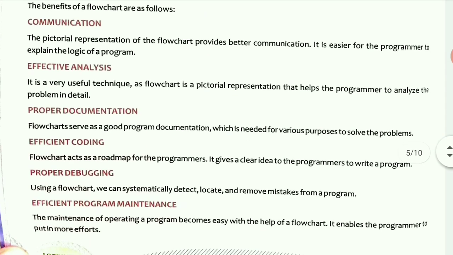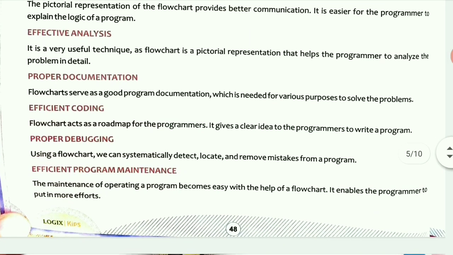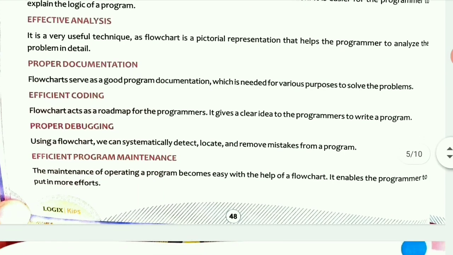The first one is communication. The pictorial representation of the flowchart provides better communication. It is easier for the programmer to explain the logic of the program. The second advantage is effective analysis. It is a very useful technique, as a flowchart is a pictorial representation that helps the programmer to analyze the problem in detail. Next one is proper documentation. Flowcharts serve as a good program documentation, which is needed for various purposes to solve the problems.